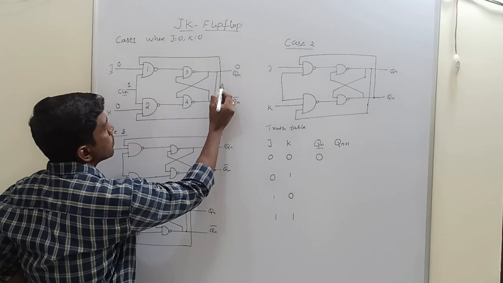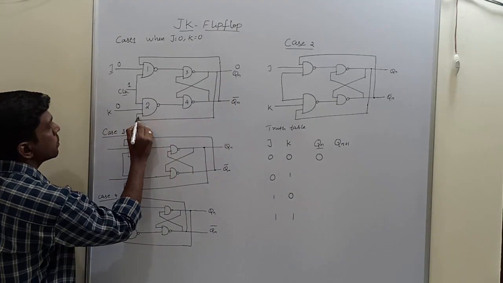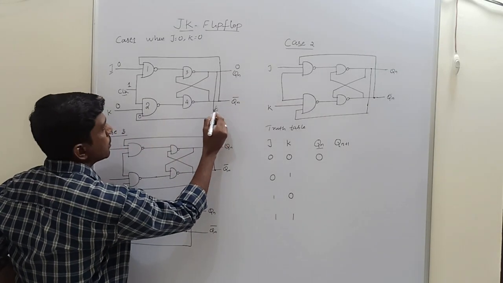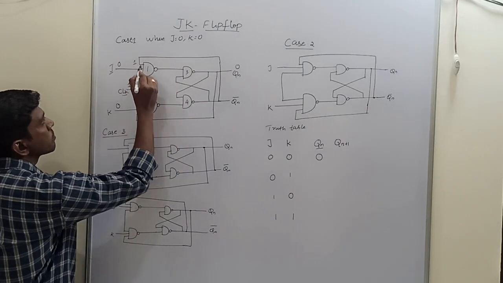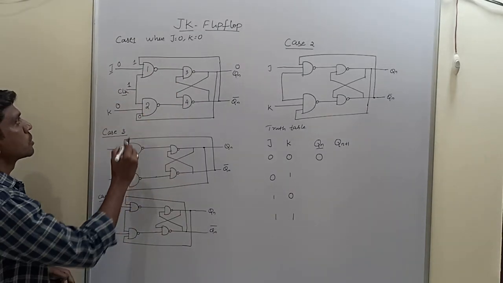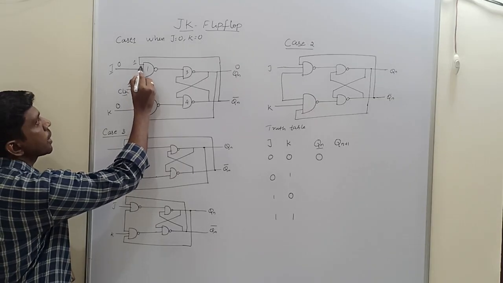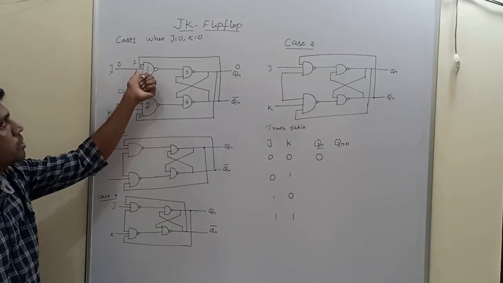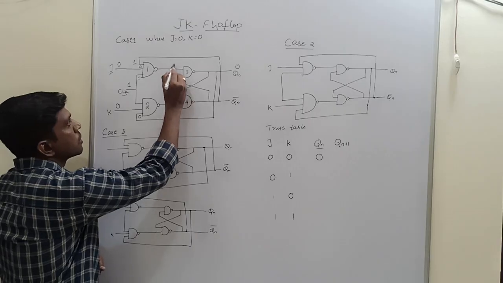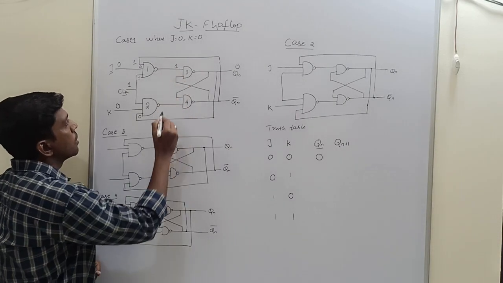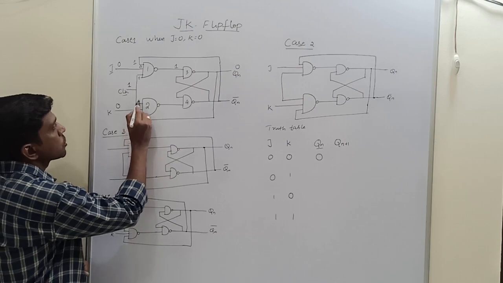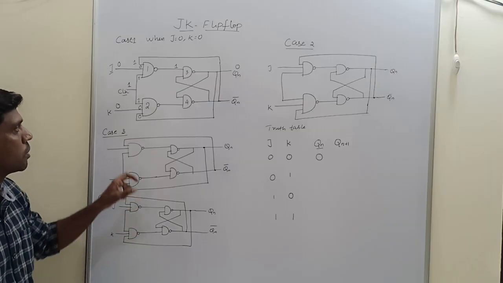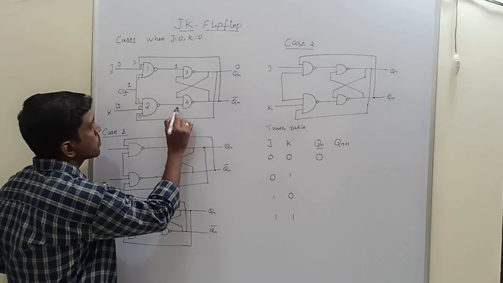Then this Qn value is 0. This value is transferred to the input of the second NAND gate. So the Qn bar value is 1. This 1 is transferred to here, and to the first NAND gate. Here there are 3 inputs: the first input 1, the second input 0, then the clock value 1. By the property of the NAND gate, if any one input is 0, the output is 1. So this output is 1. Then the second NAND gate: clock input is 1, K value is 0 and the third input is 0. So the output of the second NAND gate is 1.